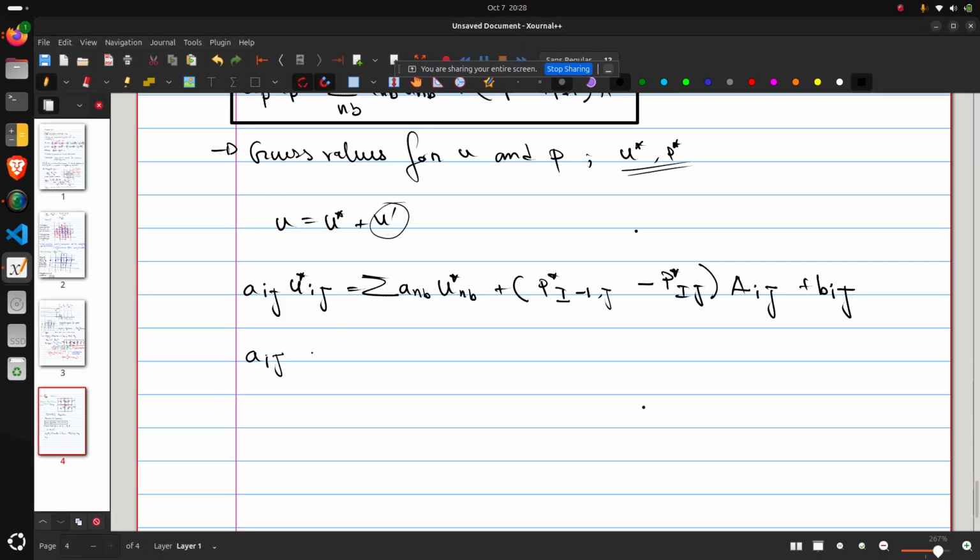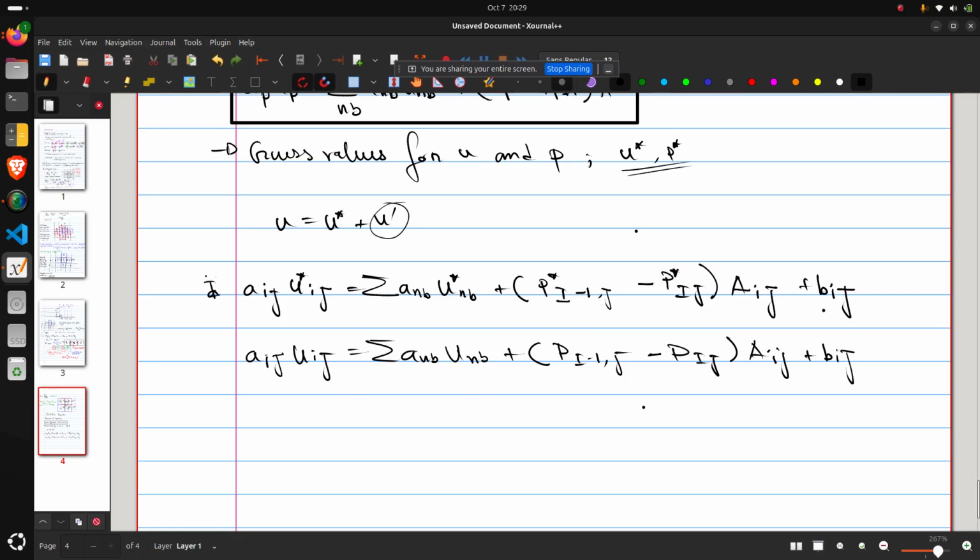Okay, so what is the original equation? I am just writing the original equation here. This is not star. A small i capital J plus b small i capital J. So let this be equation 1, equation 2. So what we will do is that we will subtract equation 1 from equation 2.